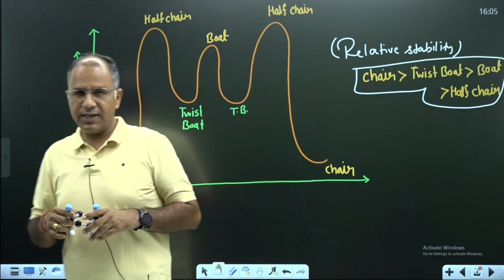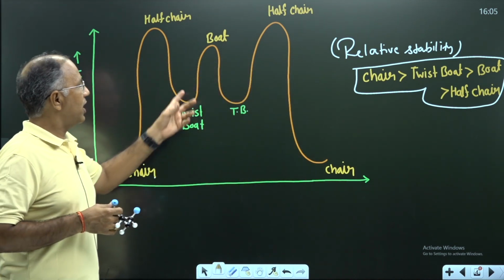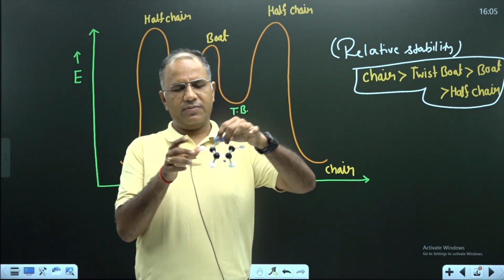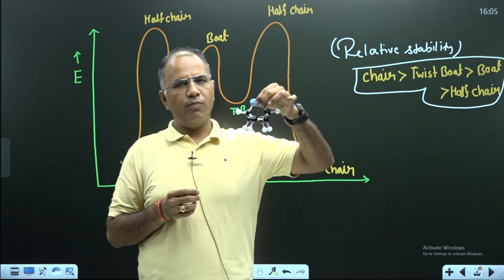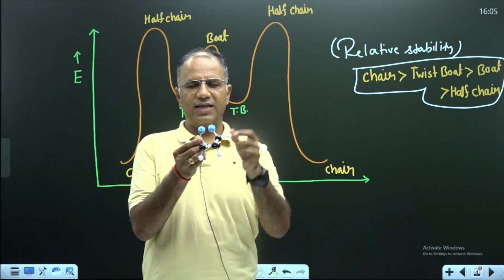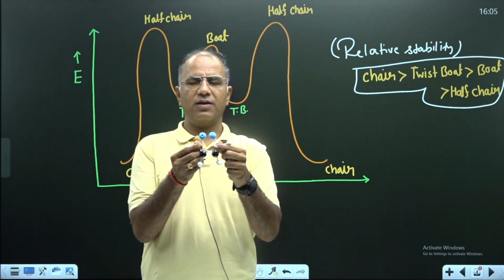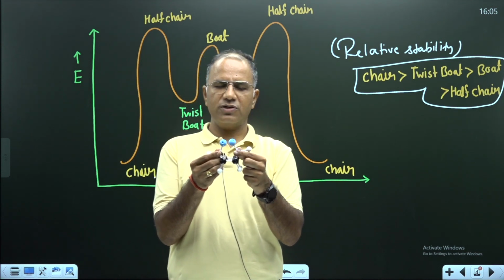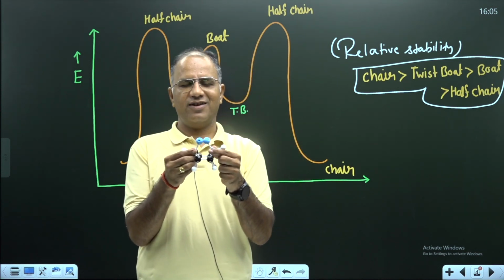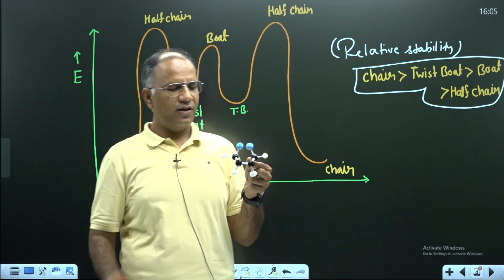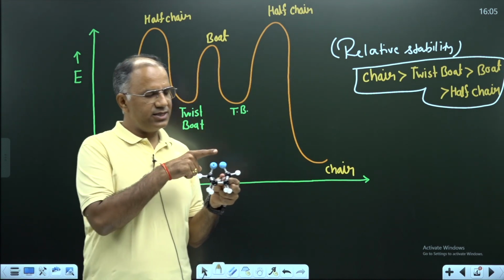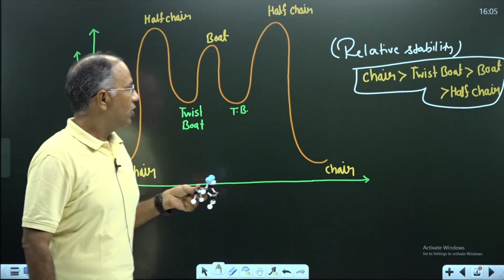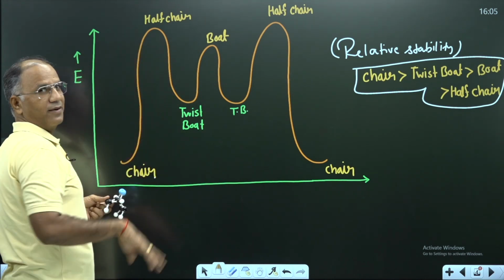Now let me explain the stability. First of all, I will explain the flagpole repulsion. This is our boat form. This model represents the boat conformer, and this is a flagpole repulsion. You heard the sound? The sound is very little because of the small size of hydrogen. This is our boat form, and this represents flagpole repulsion. Got it? Now, why is half chair unstable?